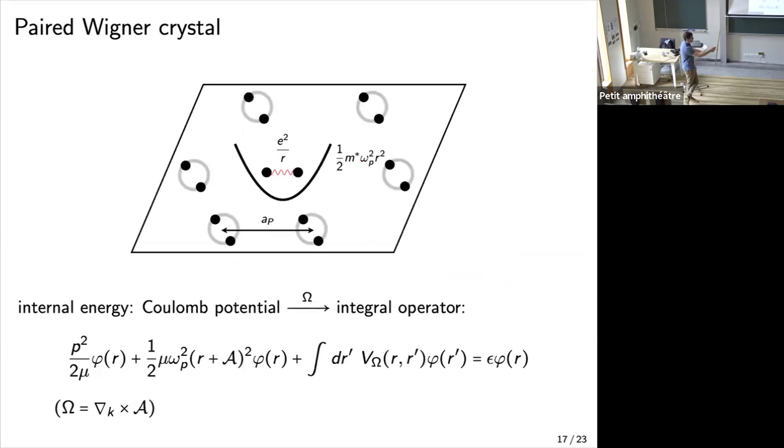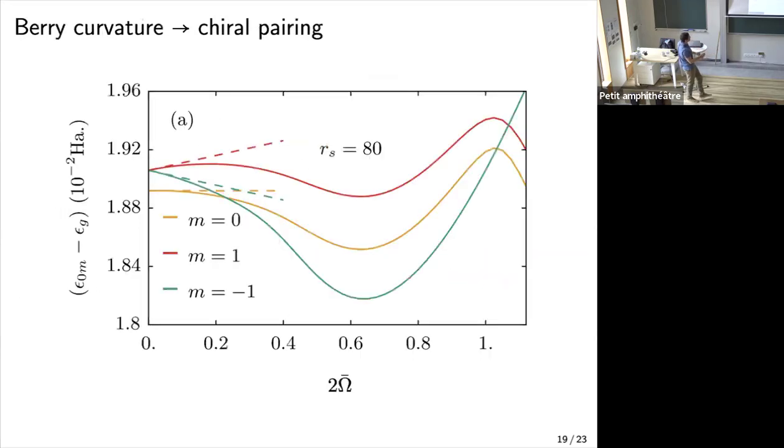You can do it numerically, and the results of that diagonalization procedure are shown here. This is the internal energy of the pair plotted as a function of the Berry curvature, never mind the factor of 2, it's not important. And it's plotted here at a representative large value of Rs for a few different values of the orbital angular momentum of the pair. When the Berry curvature is 0 along this axis, the state with 0 orbital angular momentum is the lowest in energy, and the m equals plus minus 1 states are degenerate.